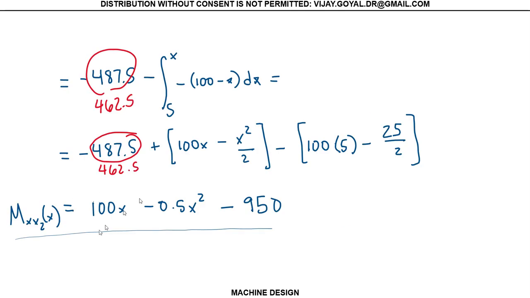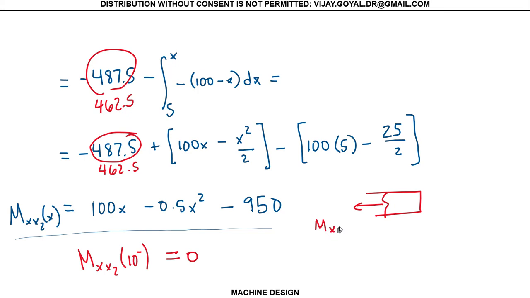462.5. So if I evaluate this now at 10, right? At 10, evaluating all this at 10, you will see that you get actually zero. And it should be zero because at the end, I don't have any torque applied. So the value that I get for MX2 at 10 has to equal zero because there's no point torques applied here. So I found this moment distribution that looks kind of odd, it looks different, but this is what your equation should look like, and it's only from 5 to 10.